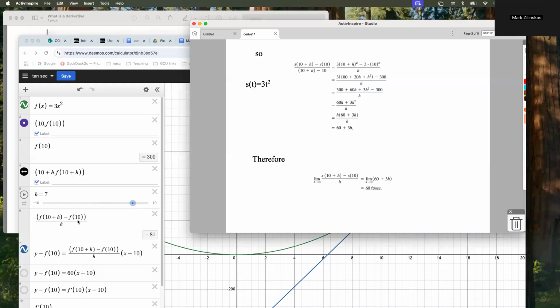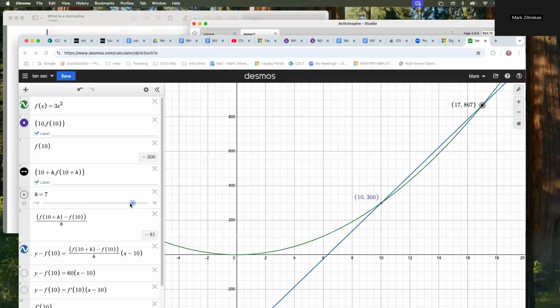So you can see that this expression right here, all I'm doing is just simplifying here, and I get this algebraic expression of 60 plus 3h. So if I want to know when h is, slide this down to 5, right? Okay, I just get 75 here in that expression.